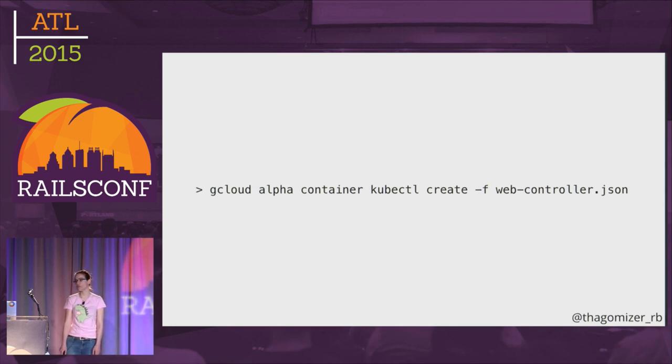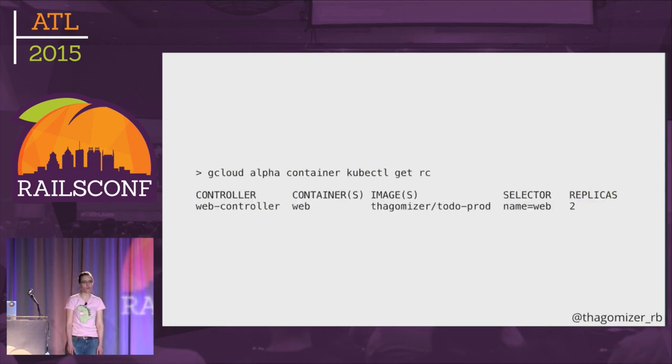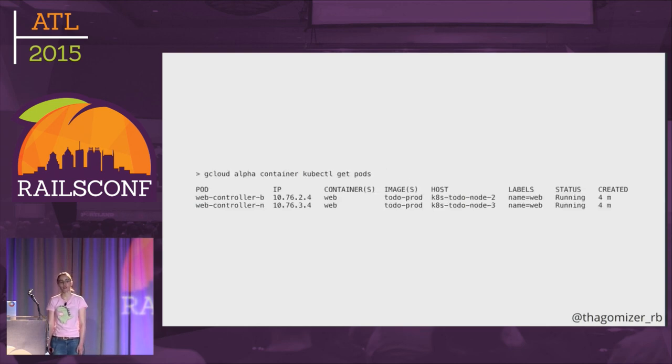Again, create from a file. And I can get the replication controllers and see that I have this web controller, the image that's being used, and how many replicas there are. And then I can go get the pods, and I can see the list of pods that's been started up and what their state is.